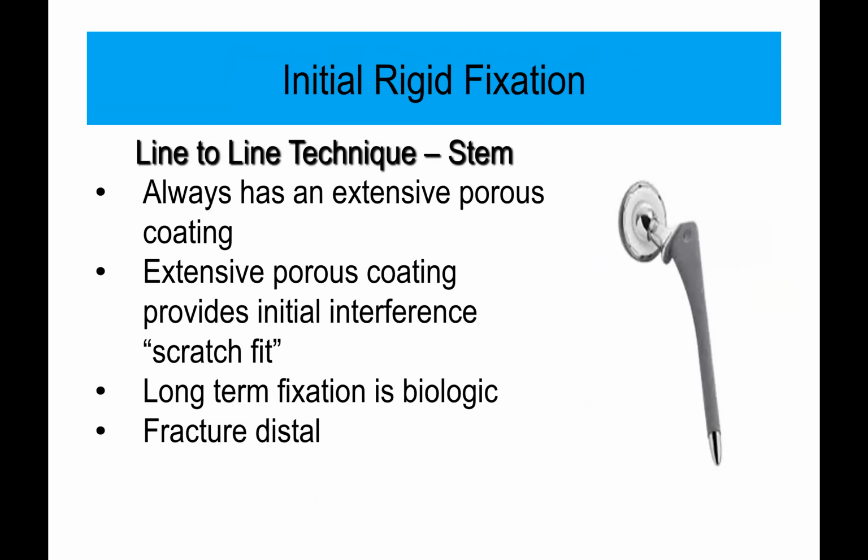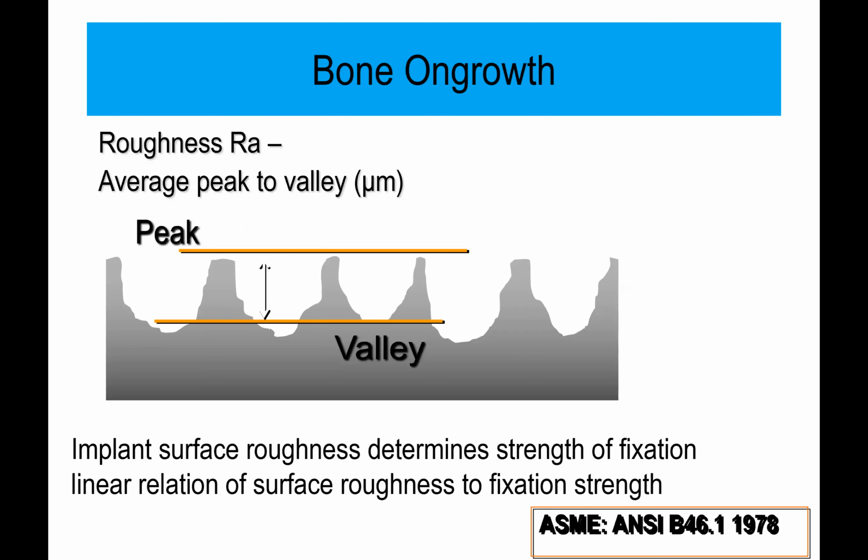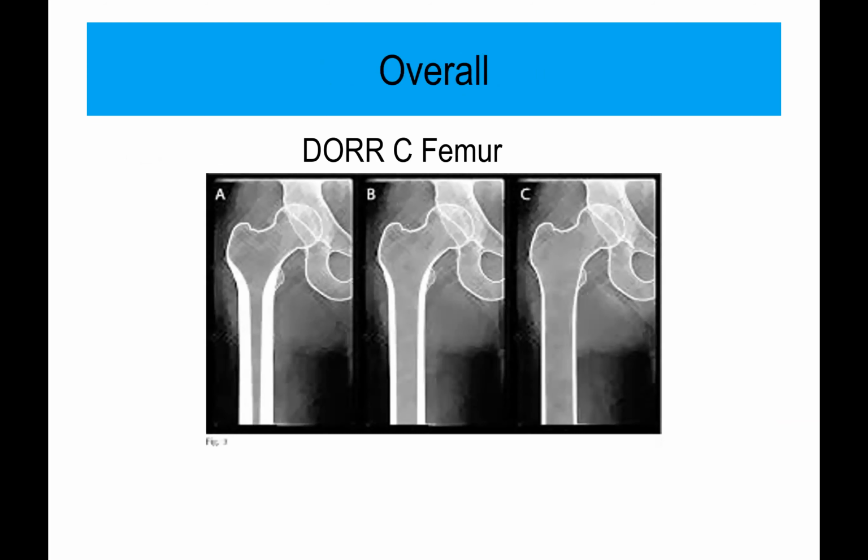The second one is the line-to-line technique for the stem. You have an extensive porous coating, which provides initial scratch fit, and long-term fixation is biological. And then bone on growth, where you have a press fit technique, with a design typically a high angle wedge taper, and long-term fixation is biological. For bone on growth, it depends upon the surface roughness of the implant. Implant surface roughness determines the strength of fixation, with a linear relation of surface roughness to fixation strength.